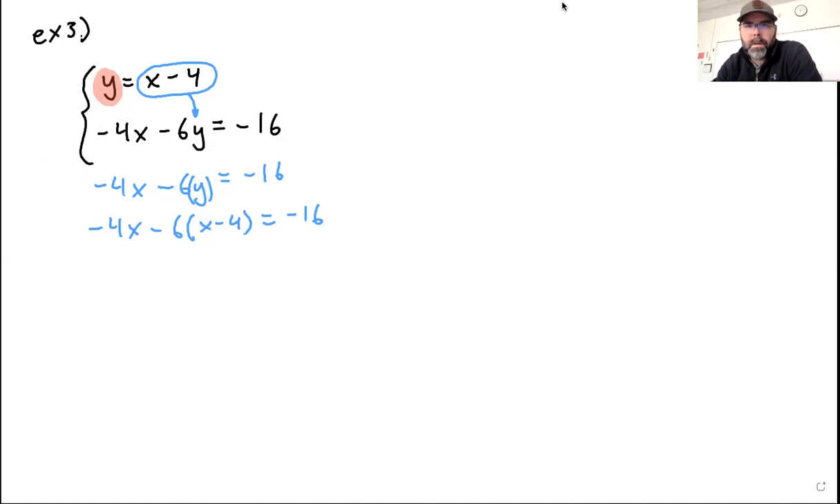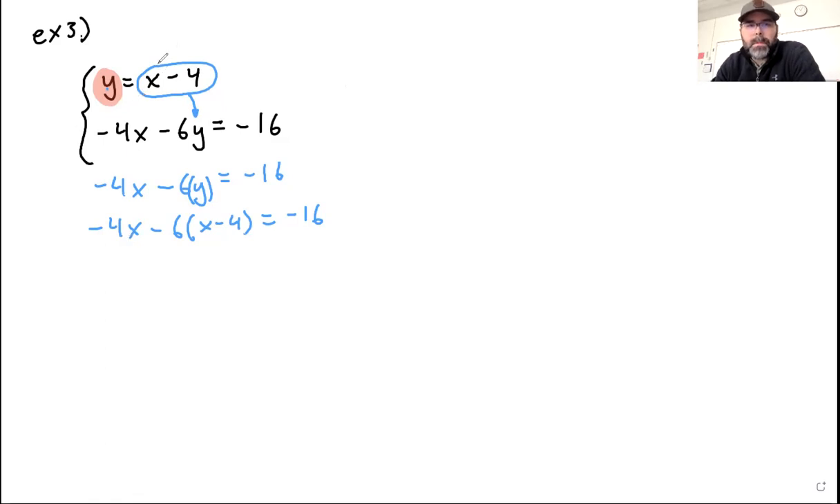Did I lose anybody? Are there any questions? I was kind of confused on why did you circle the x minus 4? Because this is what y equals. So whatever this variable that's isolated equals, that's what you plug in. Oh yeah, okay, I see. And multiplying -6 by x minus 4, right, we're going to have to do that.